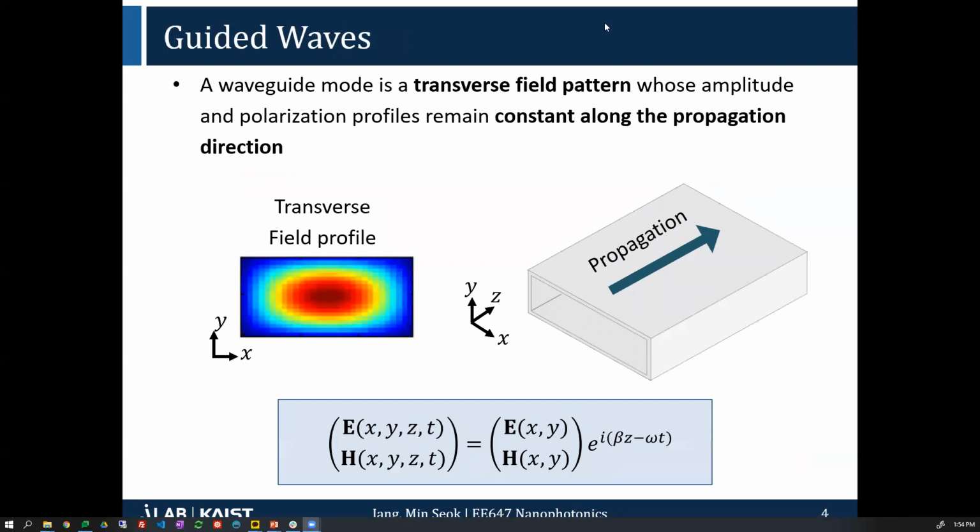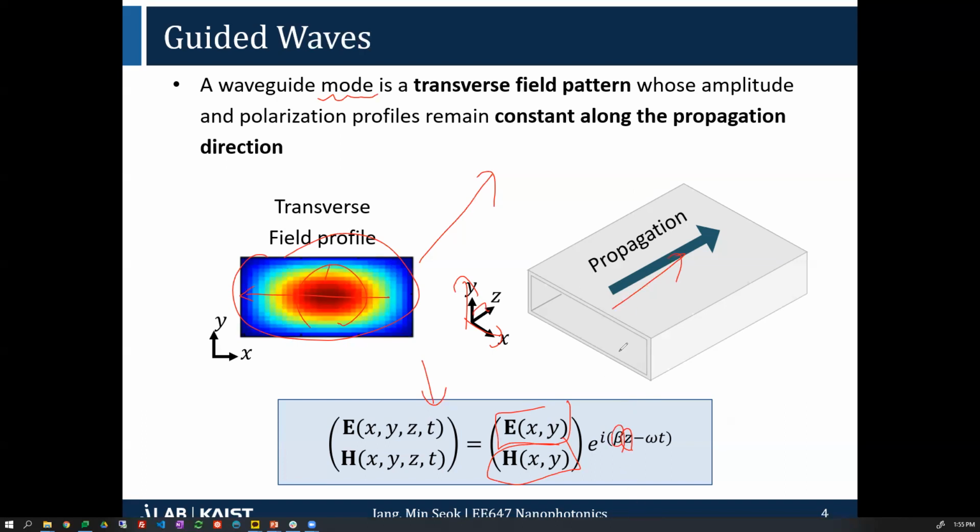Right. So now, what we call a waveguide mode is basically a transverse field pattern, like this type of field pattern, whose amplitude and polarization profile remain constant along the propagation direction. What that means, if you translate this into an equation, is like this. You have x and y directions, which are perpendicular to the propagation direction. So E(x,y) and H(x,y) remain the same along the propagation, and they propagate with the same beta, or propagation constant.